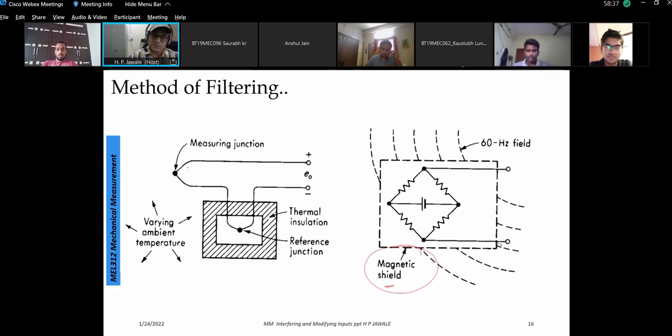Same thing if it is a thermocouple, with junction 1, say J1, and junction 2. There are two junctions, and then there is a change in ambient temperature, which is going to have large fluctuation. To avoid the effect of this, what we have done is provide thermal insulation to one of the junctions, the reference junction, so that the reference junction will always be maintained at constant temperature, so that only the entity under measurement will have the effect of the change in the output voltage on the junctions. So again, thermal insulation is called a mechanical filter.